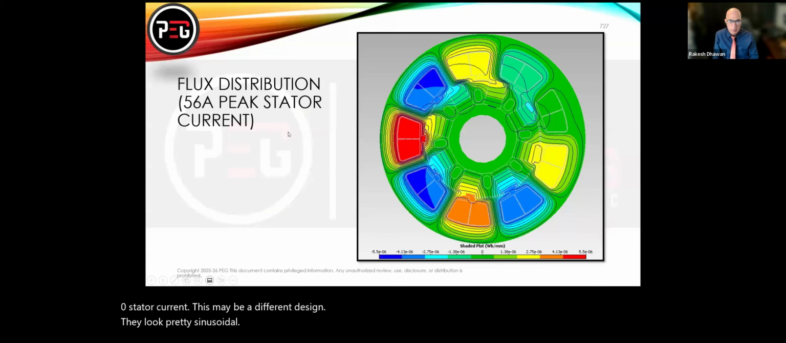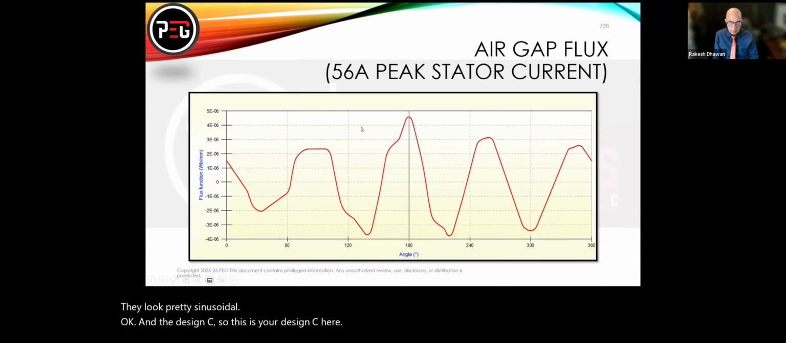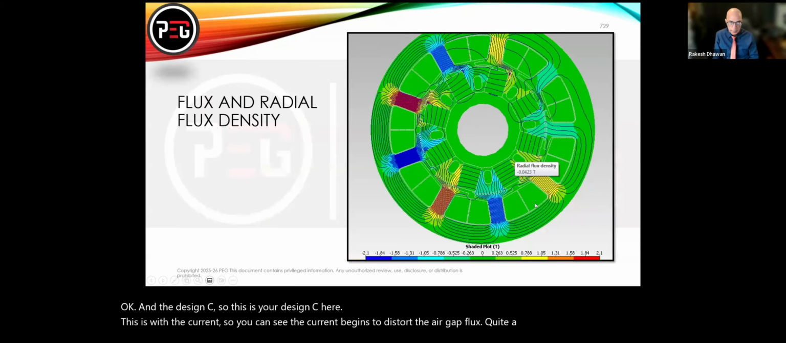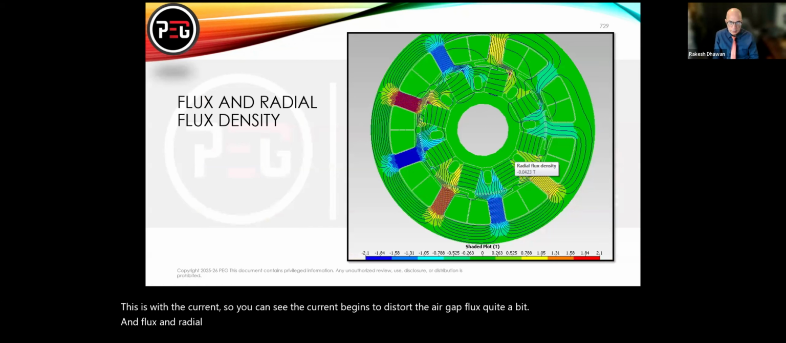Okay, and then design C. So this is your design C here. Design C, this is with the current, so you can see the current begins to distort the air gap flux quite a bit. And flux and radial density plots, you have here going up to 2.1 Tesla.